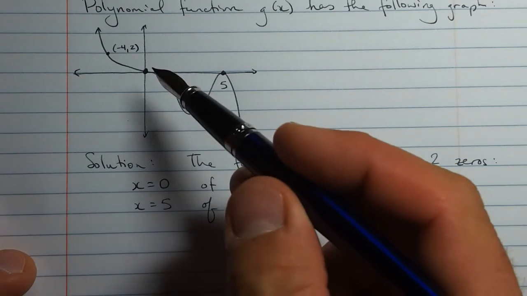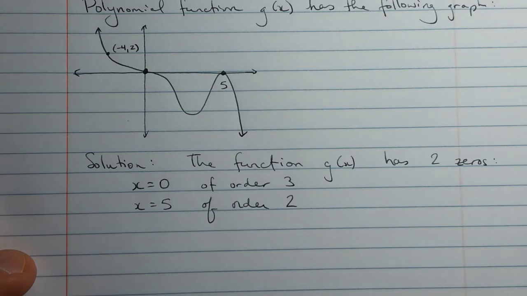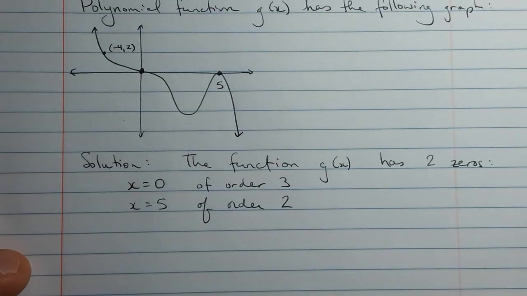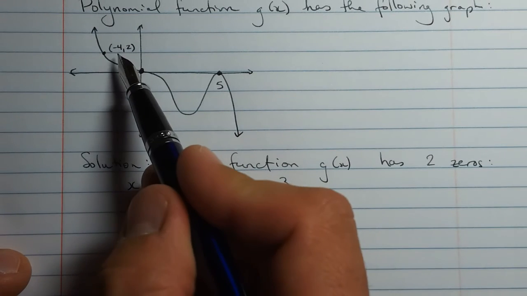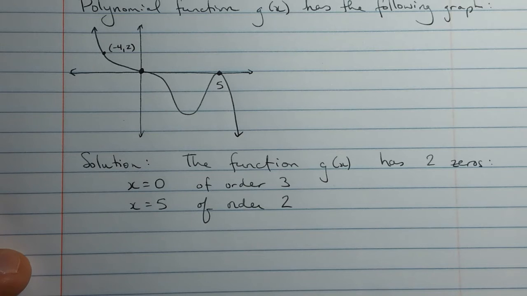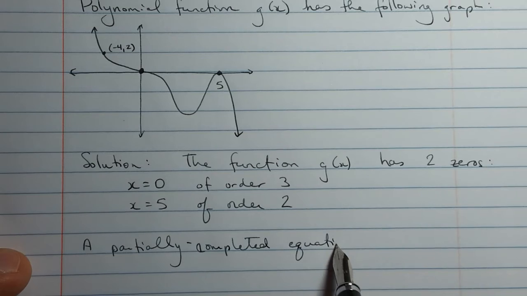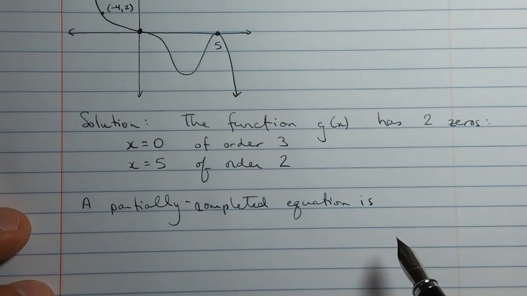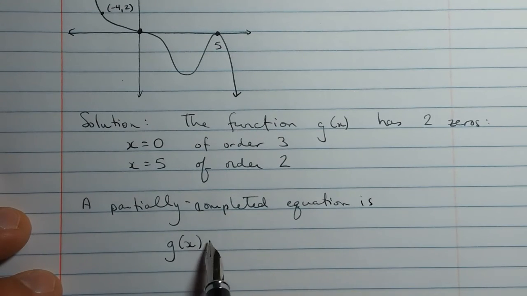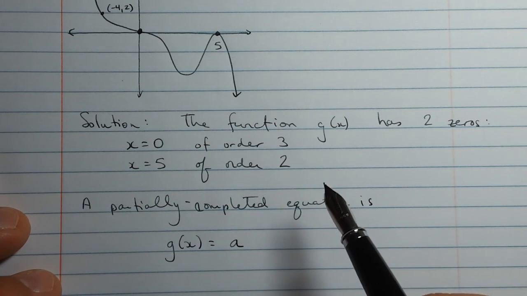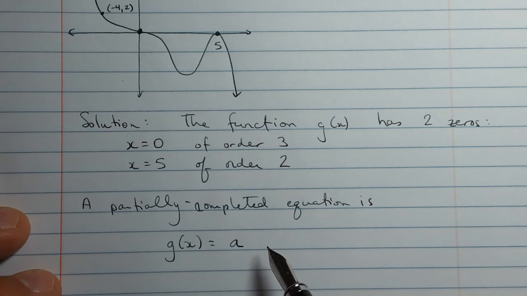So you're basically going to have zeros that are of orders 1, 2, or 3 as you go along, unless you know something else about the curve for a different reason. And we also, once again, have that other point, -4, 2, that we know about. So a partially completed equation is, I'm going to write down g of x equals, we don't know a, but we do know 2 roots, which give us 2 factors in the equation.